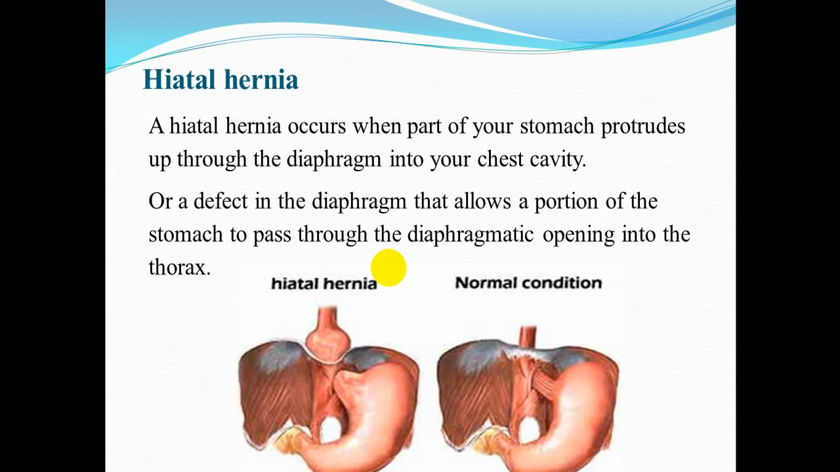Hiatal hernia. Hiatal hernia occurs when part of your stomach protrudes up through the diaphragm into your chest cavity. أي إنه جزء من الستومك راح يصعد أعلى فوق الحجاب الحاجز، أي يدخل بالchest cavity, or a defect in the diaphragm that allows a portion of the stomach to pass through the diaphragmatic opening، أي يدخل عن طريق فتحة الحجاب الحاجز into thorax، إلى chest cavity.